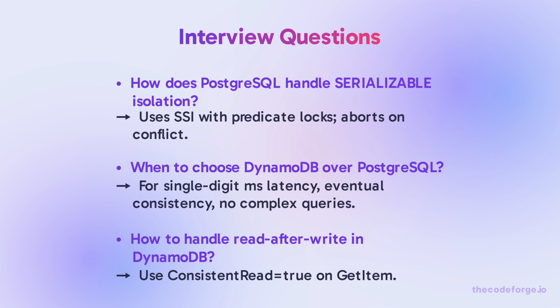Let's run through some common interview questions. How does PostgreSQL handle SERIALIZABLE isolation? It uses SSI with predicate locks, aborts on conflict. When to choose DynamoDB over PostgreSQL? For single-digit millisecond latency, eventual consistency, no complex queries. How to handle read-after-write in DynamoDB? Use ConsistentRead equals true on getItem.